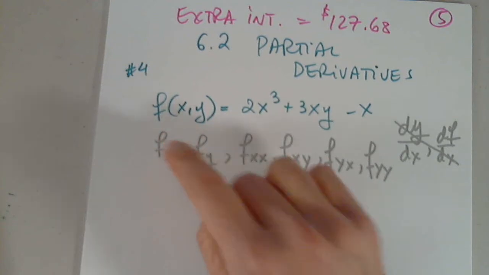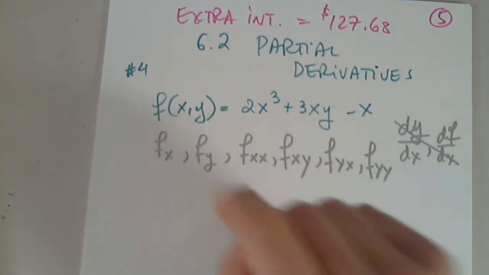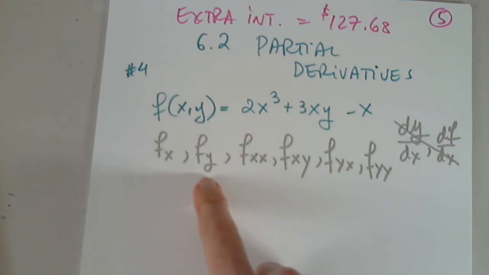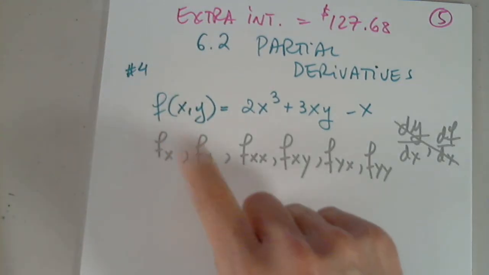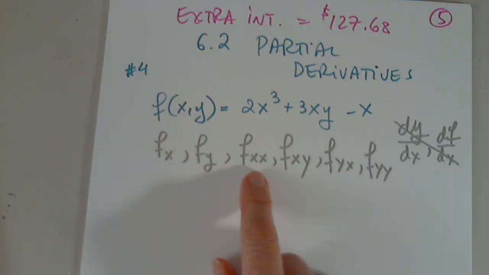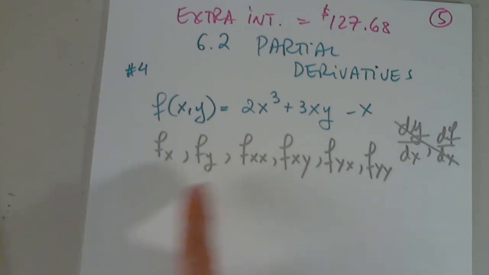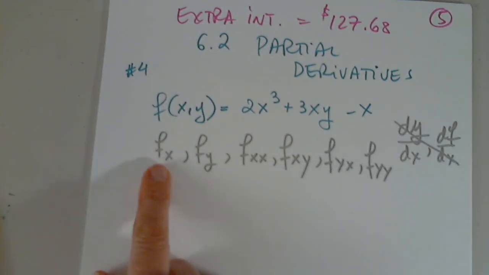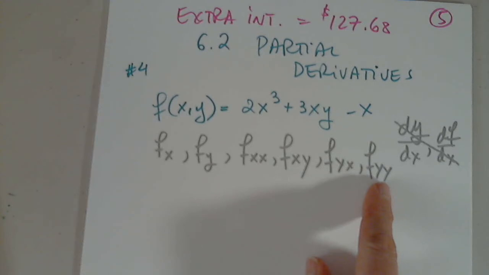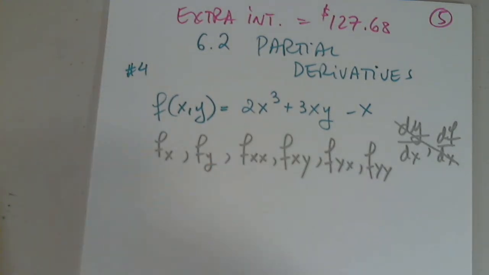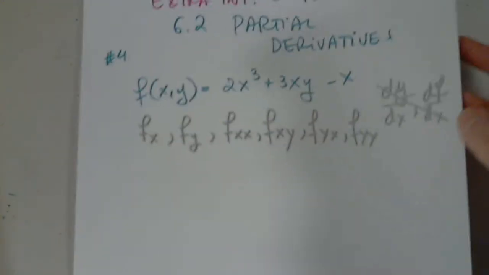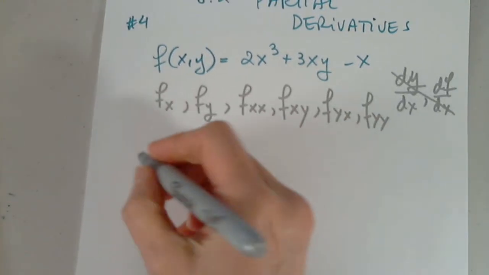So I can differentiate with respect to x one time, keeping y fixed. I can differentiate with respect to y one time, first derivative, keeping x fixed. I can determine the second derivative, differentiating this again with respect to x. I can determine the second derivative, differentiating this again with respect to y. Or I can differentiate this with respect to x and then with respect to y. So this is one notation. Here is the other notation.